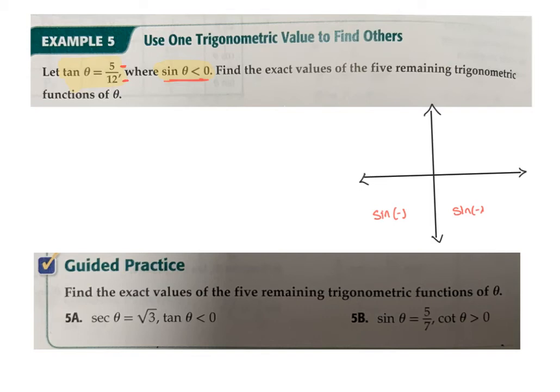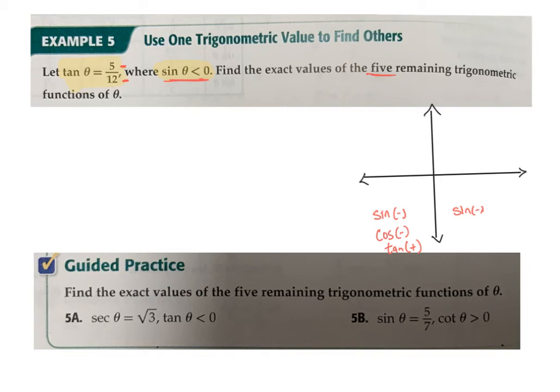So where is my cosine also negative between these two? Third or fourth quadrant. Where's my cosine? Third. Cosine is also negative here, which means my tangent is positive. That fits all the criteria they just gave me, right? They want the exact value of the 5 remaining trig functions. So I'm going to use my right angle trigonometry information to get the rest of my stuff.